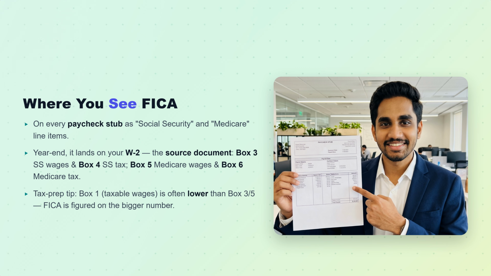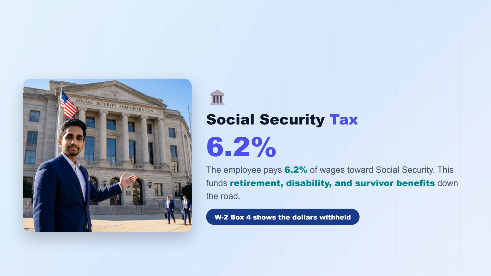Here's a pro tip. Box 1, your taxable wages for income tax, is often lower than Box 3 and 5, because FICA is calculated on that bigger number. Let's break FICA into its two halves, starting with Social Security tax.